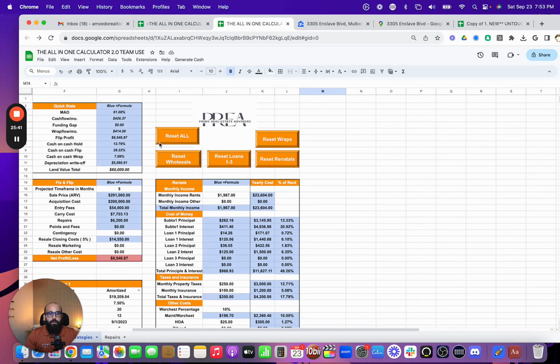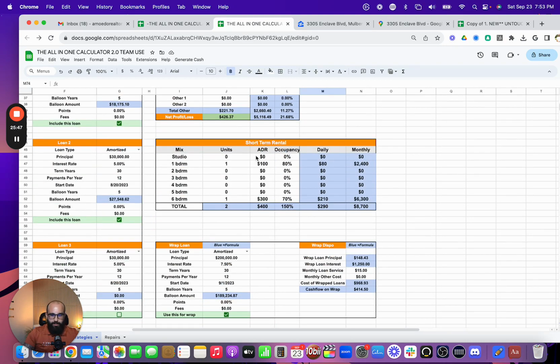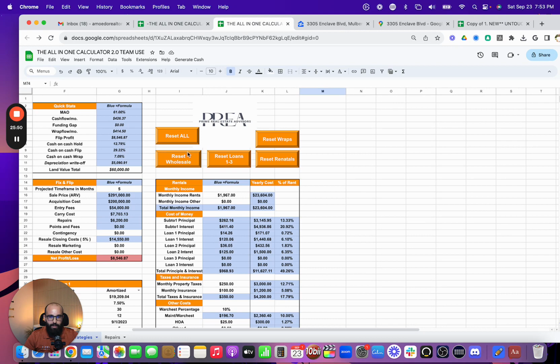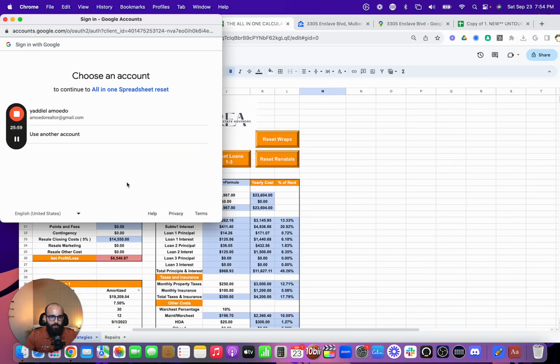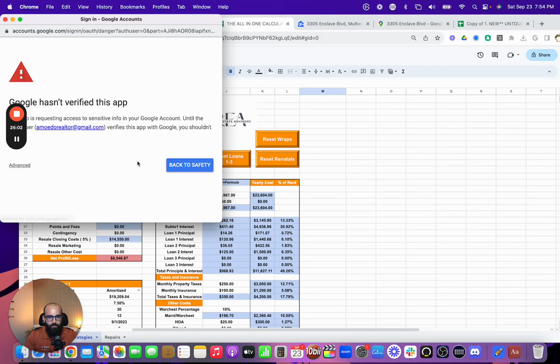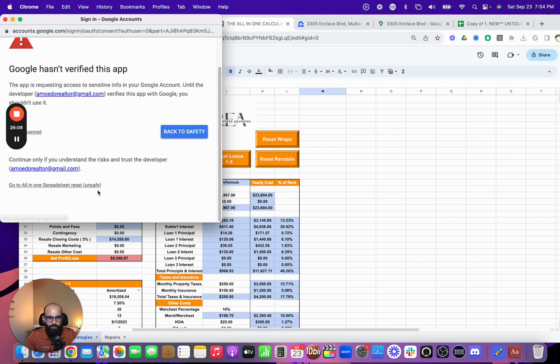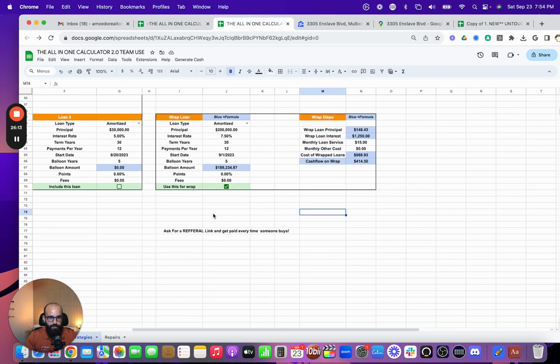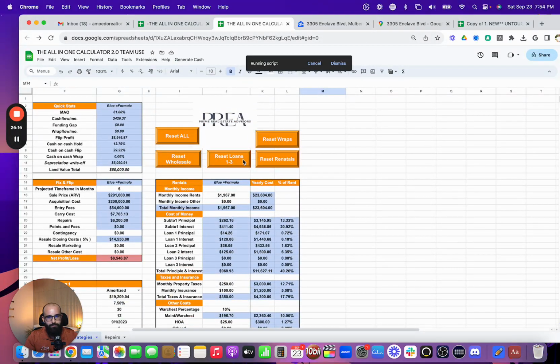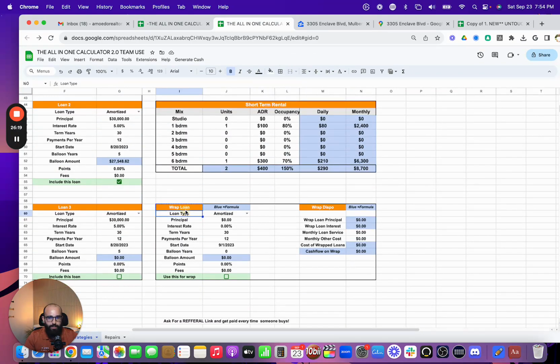So some of the things that we are missing to show you guys, you will notice that we have written all across the calculator. So to make it easy for everything, we have a couple buttons up here, and they do as they say. So if we reset wraps, you will come down here. It's going to ask you to do this the very first time. Just click continue. Right here, click on advance, and then go down here, go to all-in-one spreadsheet. I'm not sure why it does all of this, but it's just running a script in the back. And you will notice once we come up here and press it again, it'll just go ahead and do it. And it reset everything and took everything back to zero.